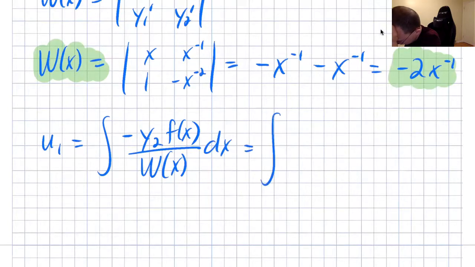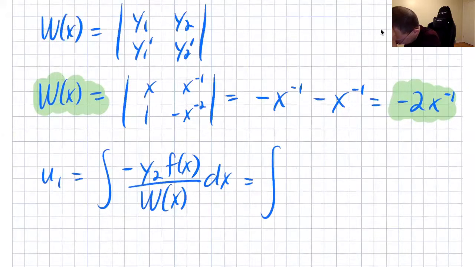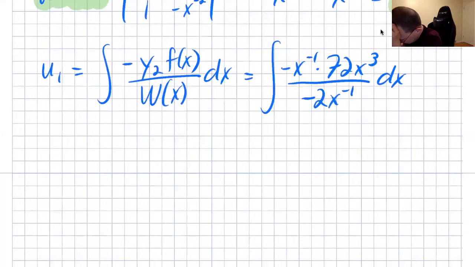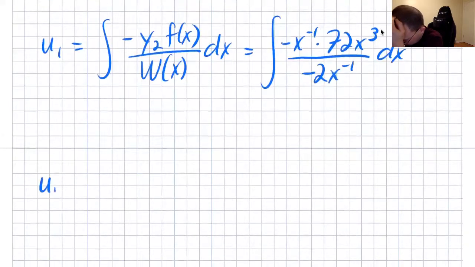Integral of, let's see, y2, I have it right here, x inverse. Oh, negative y2. F of x was 72x cubed, if I recall, and then divide that by negative 2x to the negative 1 dx. Okay, so therefore u1 is equal to the integral of, so we simplify a bunch of stuff, so negatives go away.